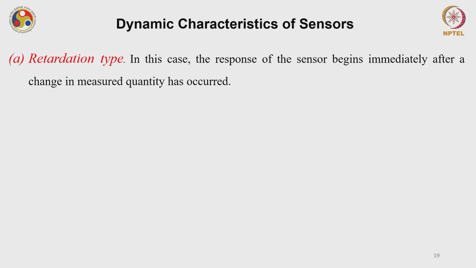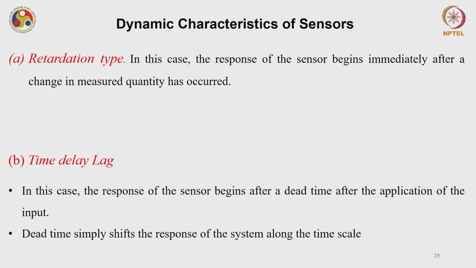In the retardation type, the response of the sensor begins immediately after a change in the measured quantity has occurred. However, in the time delay lag, the response of the sensor begins after a dead time, after the application of the input. So dead time simply shifts the response of the system along the time scale. I don't have to define dead time once again, as we discussed it in the module on steady state response. Dead time is the time in which even if you are changing the input, the output is not changing, right?